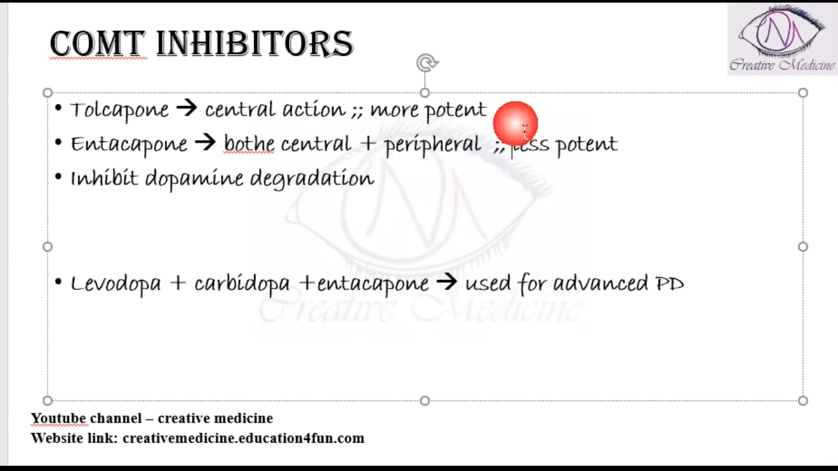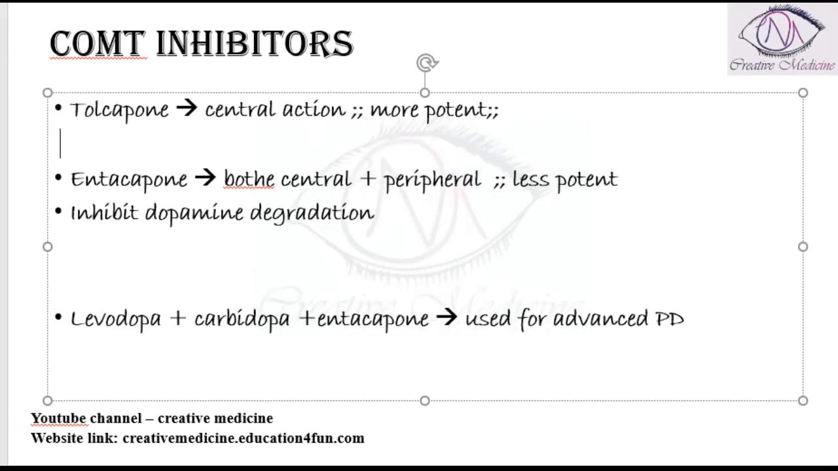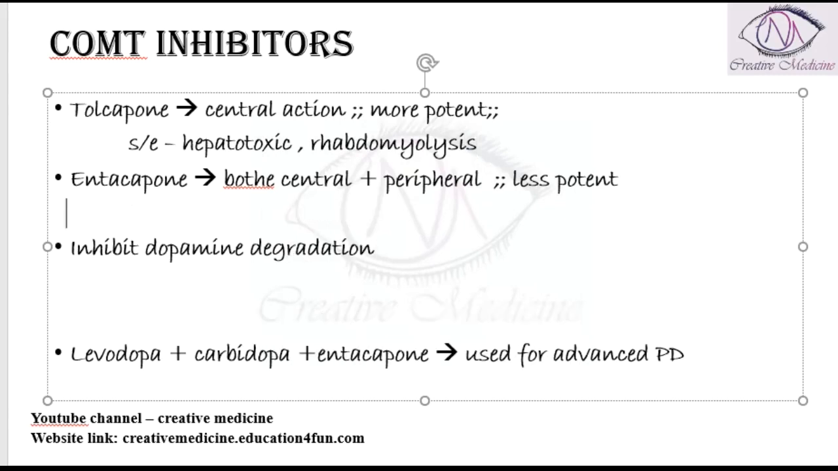Now the side effects, tolcapone first. The side effect of tolcapone is that it can cause hepatotoxic effect, or it can also cause rhabdomyolysis, whereas entacapone will accumulate in renal failure. So this is one side effect of entacapone.